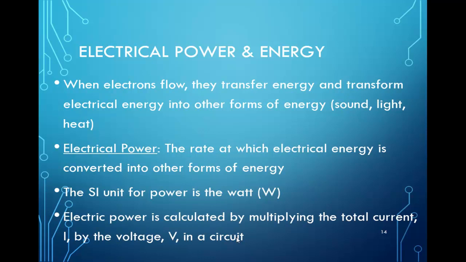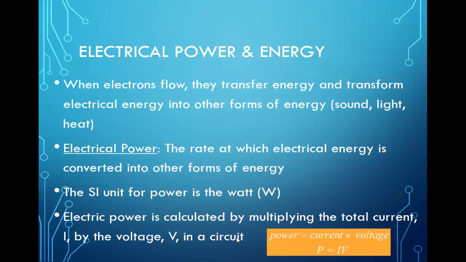Electric power is calculated by multiplying the total current by the voltage in a circuit. So the power P equals I times V.